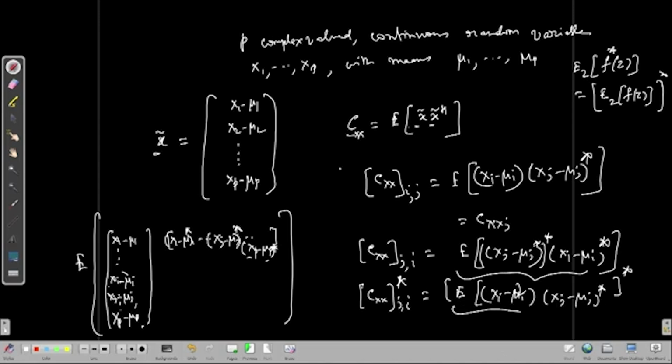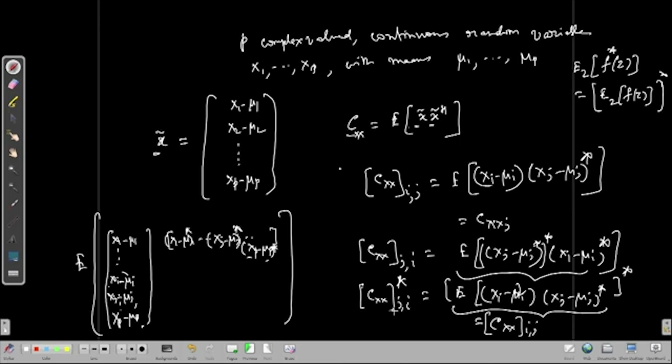Okay, but this quantity is the same as what we have here, (xi minus mu i)(xj minus mu j) star, expected value. That is nothing but Cxx (i, j). So this matrix is such that its j,i-th element and i,j-th element are conjugates of each other. So that means it is Hermitian: the i,j-th element and j,i-th element are conjugate of each other. Okay, so it is Hermitian.